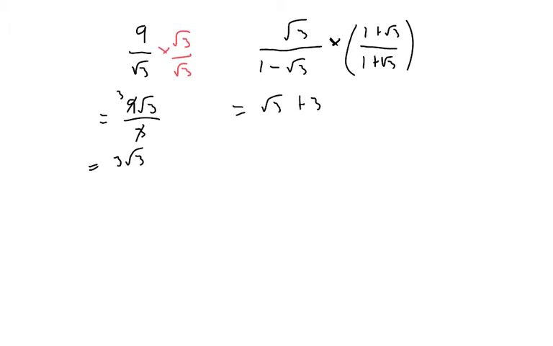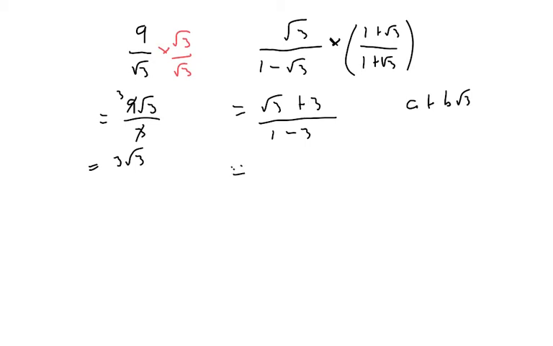What we're trying to do is get it in this form: a plus b root 3, where a and b are integers. So we've got root 3 plus 3 on top, and on the bottom, because we've got 1 take root 3 and 1 plus root 3, that's a difference of two squares. So it's just 1 take 3. When we expand, it's 1 squared, which is 1, take root 3 squared, which is 3.